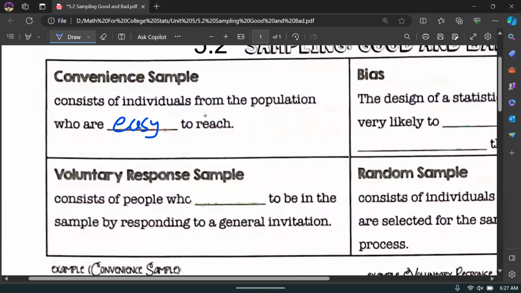This tends to be a pretty biased type of method. So this is a biased method. Again, we'll talk about that next.